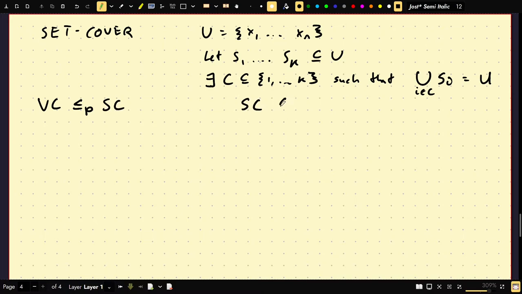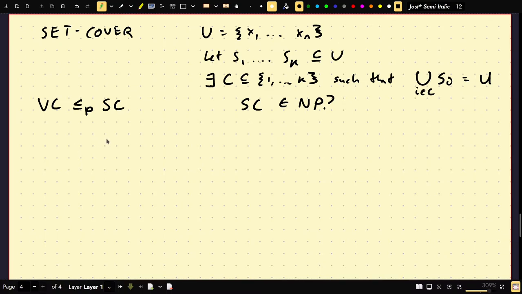Is set cover in NP? Yes, the certificate is going to be C, and we can check if it has size at most K, and then we can take the union in polynomial time. We just count all the elements and see that if we have all N elements, we're good. So it's kind of obviously in NP. That's the way it goes for most of these problems.